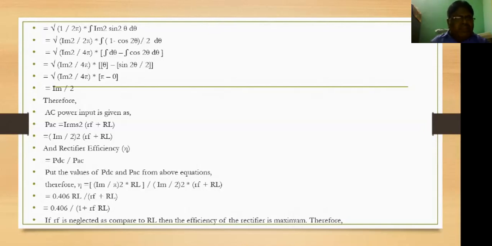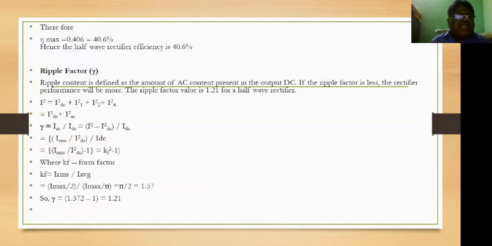Take RF common. If RF is neglected as compared to RL, capital RL, I mean the load resistor, and RF means forward resistor, then the efficiency of the rectifier is maximum. Therefore, eta, the efficiency, is equal to 0.406. Converted into percentage, we get 40.6%. Hence, the half-wave rectifier efficiency is 40.6%.